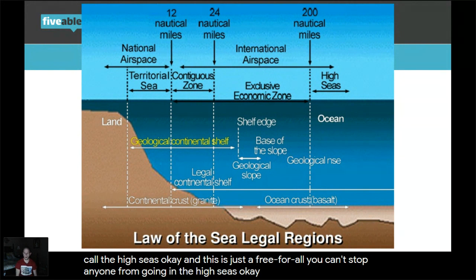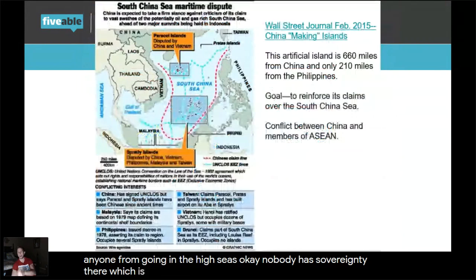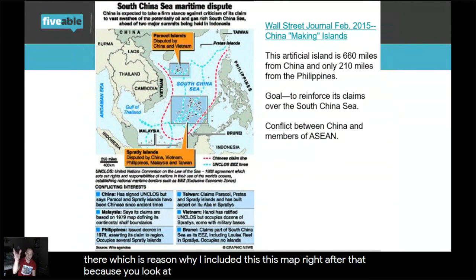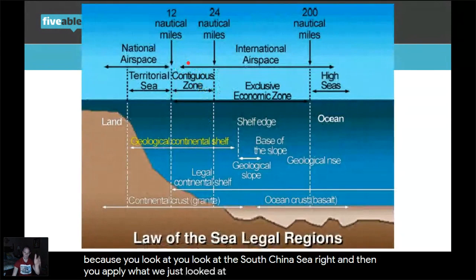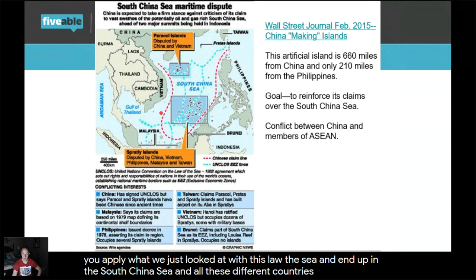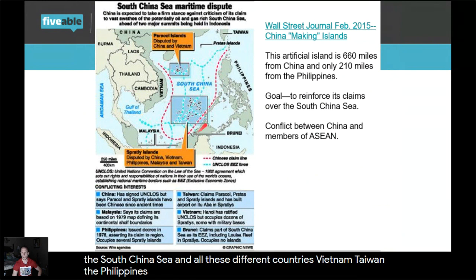Okay. Nobody has sovereignty there, which is the reason why I included this map right after that, because you look at the South China Sea, right, and then you apply what we just looked at with this law of the sea. The South China Sea, and all these different countries, Vietnam, Taiwan, the Philippines, Malaysia, all of these different countries, Korea, China, Japan, they all want to have access to... not Japan.